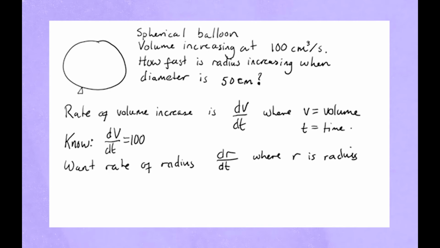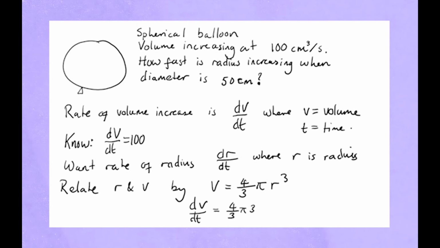To connect dV/dt and dr/dt, we relate V and r. In this case, by the formula for the volume of a sphere, V equals 4/3 pi r cubed. We differentiate both sides of this equation with respect to t using the chain rule. We find dV/dt equals 4 pi r squared dr/dt. We can solve this for the quantity we want, dr/dt, and plug in r equals 25, dV/dt equals 100, and we get 1 over 25 pi centimeters per second.